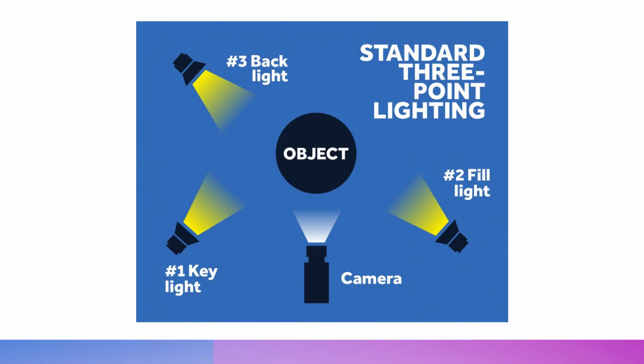This is the standard three-point lighting setup, where the key light is 45 degrees to the left of the camera, pointing at the object. The fill light is 45 degrees to the right of the camera, pointing at the object. And the backlight is directly in front of the fill light, pointing at the object.